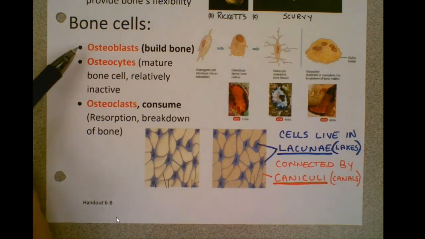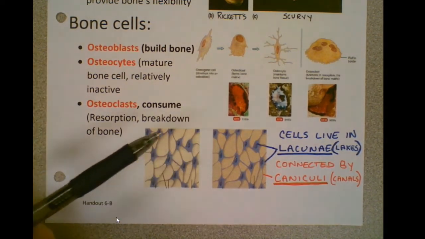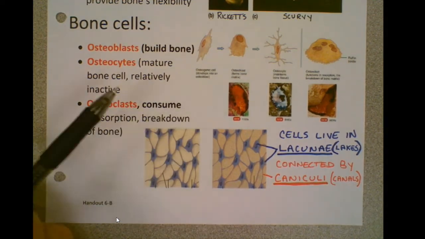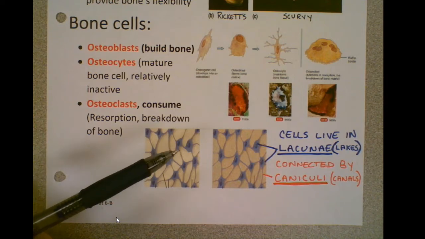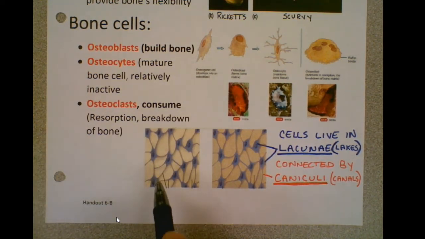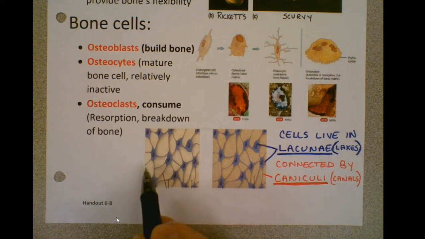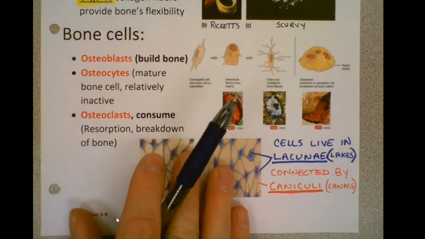Now, osteoblasts are going to create this. They're going to build this matrix and the cells. The osteocytes are the guys living in their little houseboats on the lacunae lakes. And then osteoclasts can come along, and if we need to repair or rebuild, they can tear down this structure and then have the osteoblast come and rebuild it.